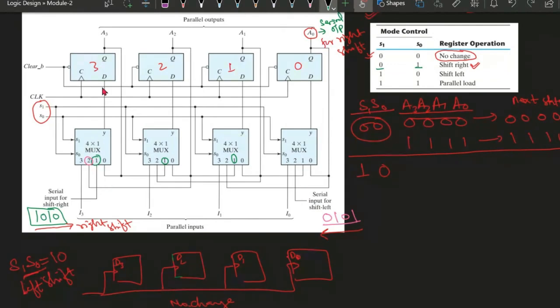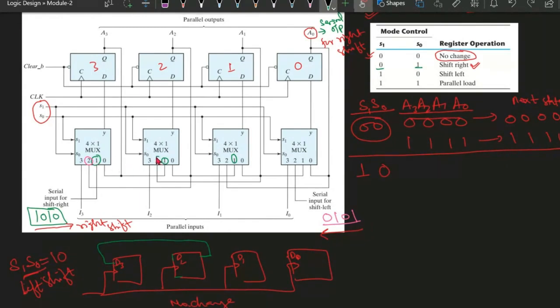So this input 2 will be selected as the output of the mux, and it will be connected with the D. So this 2 is connected to what? Just look at it. This is connected with A2. So the input of this D3 flip flop will be given by A2. A2 is this one. A2 is connected with D3.